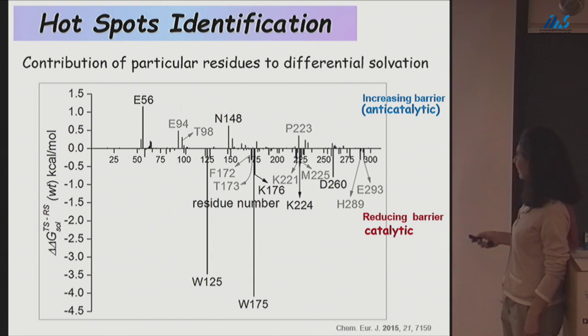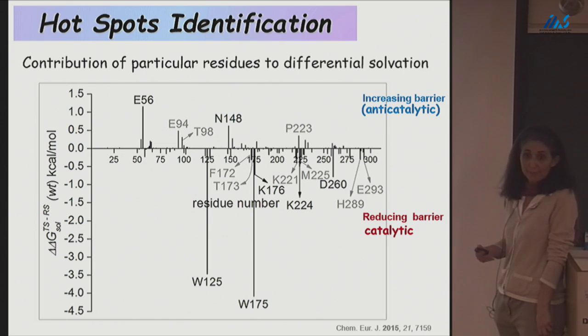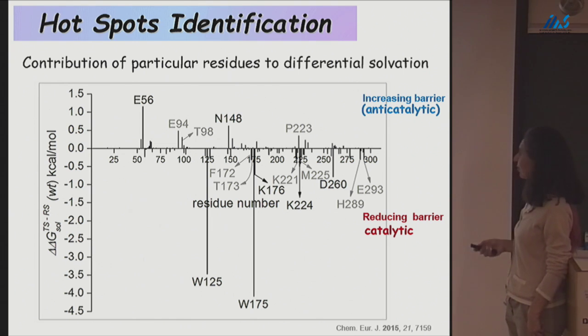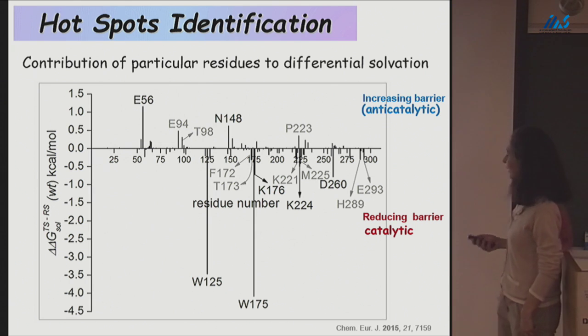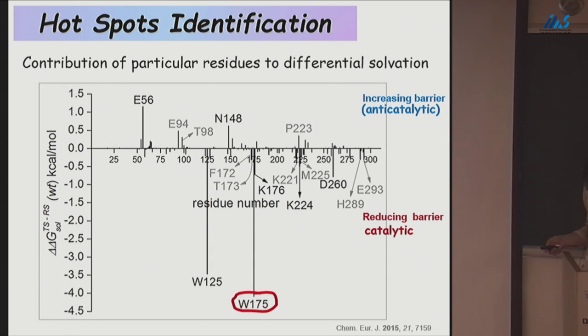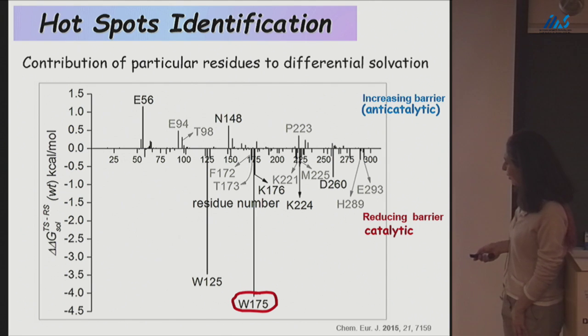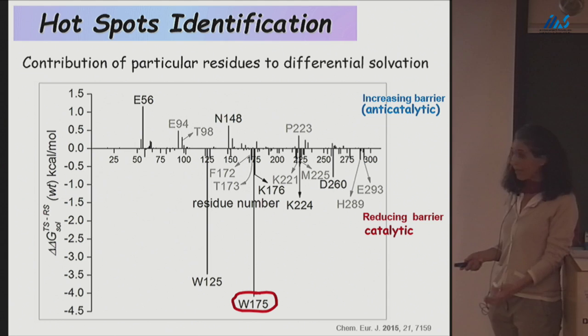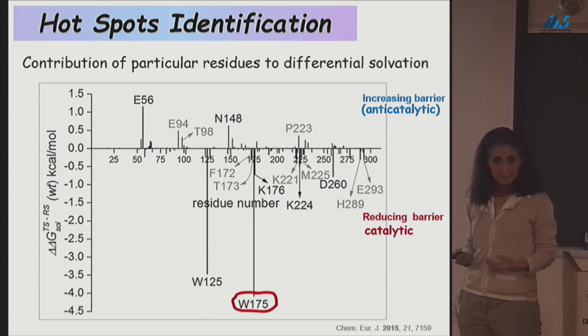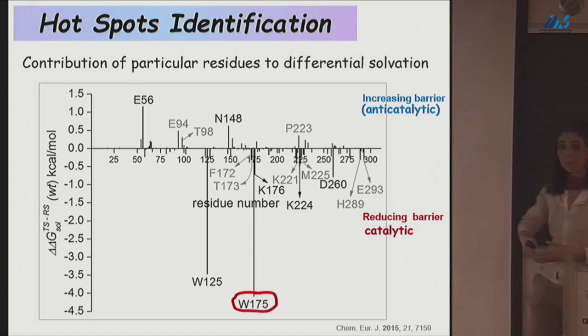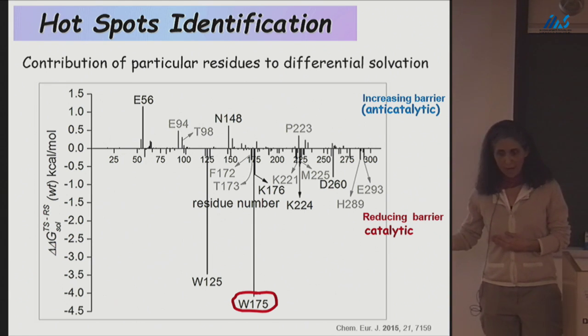As I said, negative peaks are residues that are reducing the barrier, or catalytic, and positive are those that increase the barrier, or are anti-catalytic. If we look here, we can see that, for example, tryptophan 175 is highly catalytic, and also tryptophan 125. This is nice because these two residues are known from experiment to be very catalytic, or that mutations of these residues are highly anti-catalytic.